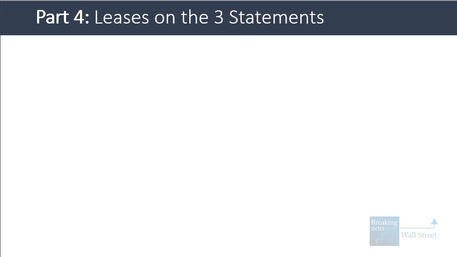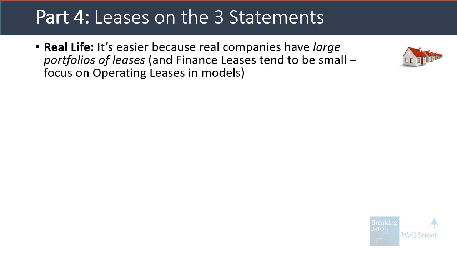Let's now talk about leases on the 3 financial statements. And as I said in the beginning, it's actually a bit easier because companies have large portfolios of leases, and normally finance leases are so small that you just tend to ignore them in models. Operating leases are far more substantial for most companies, so we mostly care about the treatment for operating leases, and finance leases are often just grouped together with debt, and you don't pay that much attention to them.